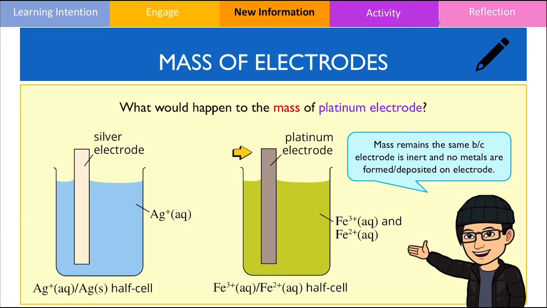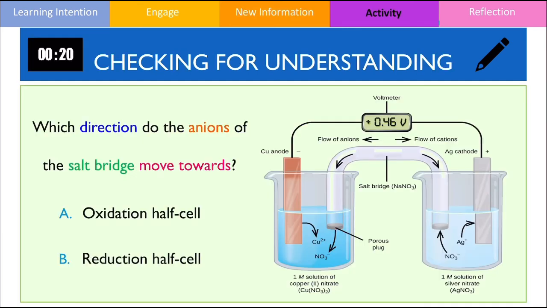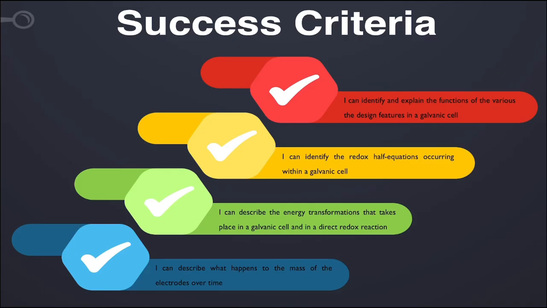Let's quickly check our understanding. Which direction do the anions of the salt bridge move towards? If you answered this correctly, you should have said that the anions of the salt bridge move towards the oxidation half cell. The reason is that the anions move towards the anode, and the anode is the site of oxidation. By now, you should be able to meet the following success criteria.